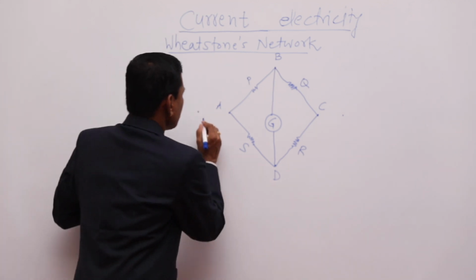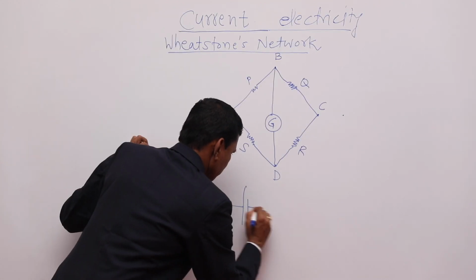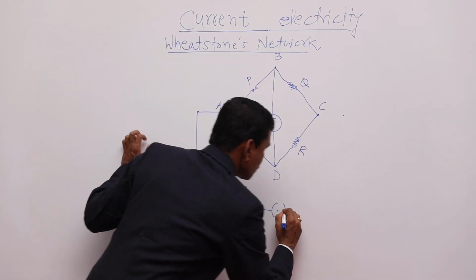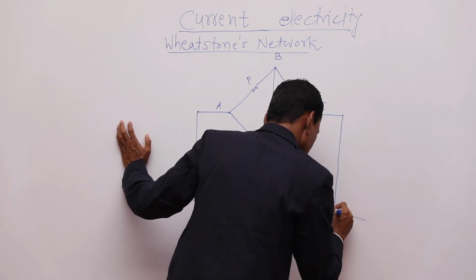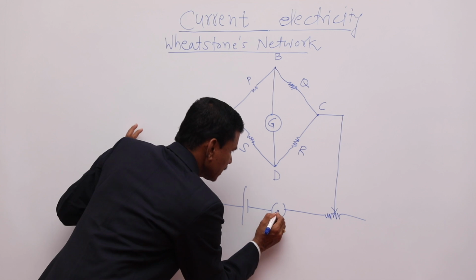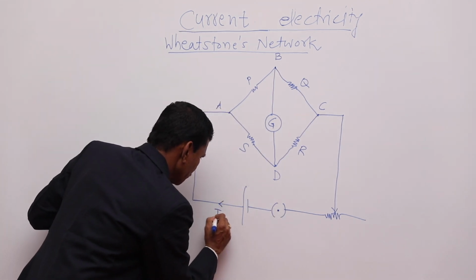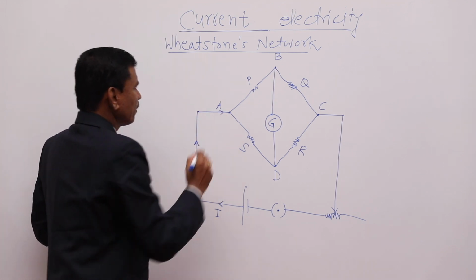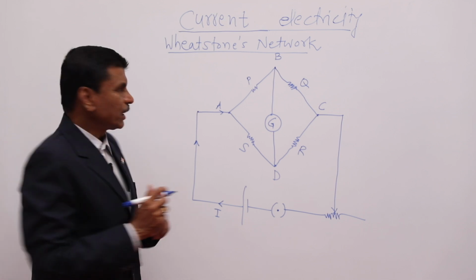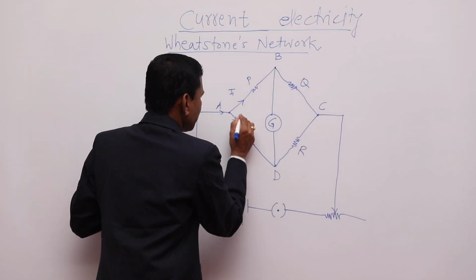Okay. So he connected a battery, then a key, and this rheostat between points A and C like this. Let the key be pressed, so current will start. Let current I be flowing. That current I will come to point A. It will get divided into 2 currents, I1 and let us say I2.